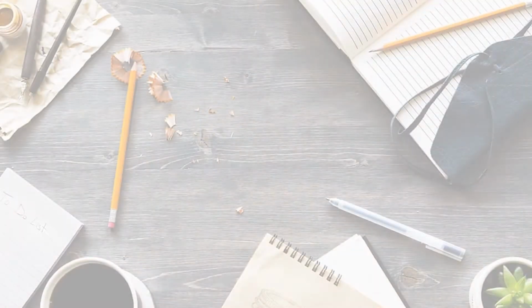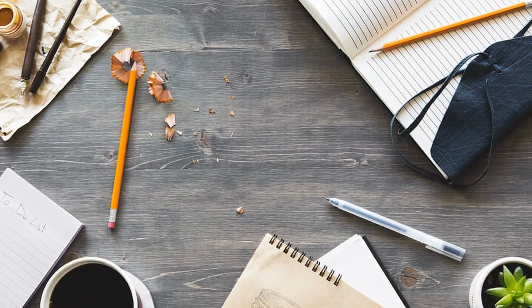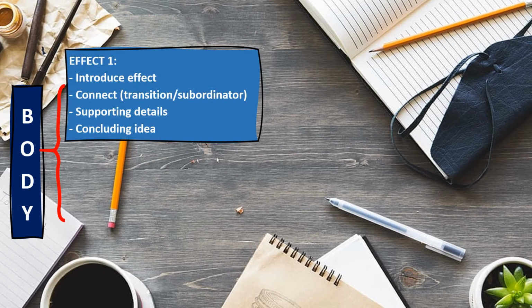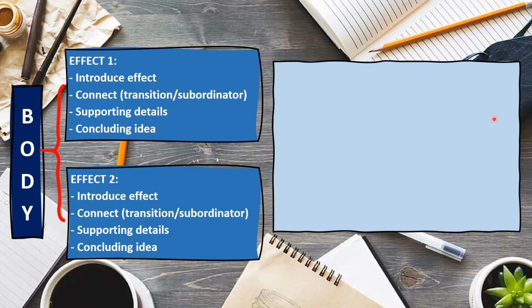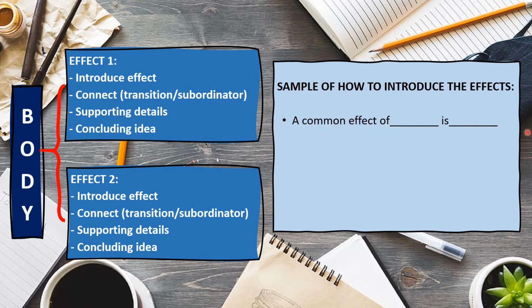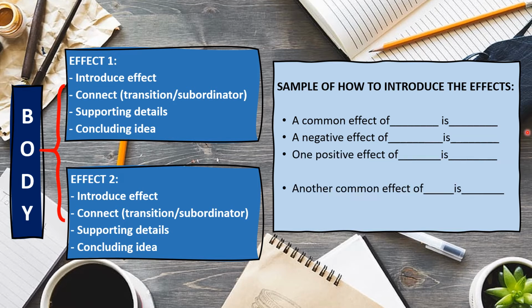Okay, let's move on to the body of the essay. Here we have our basic structure for both paragraphs. The first paragraph is going to deal with effect number 1, and the second paragraph is going to deal with effect number 2. This is the basic structure. So we have to start by introducing the effect. So in order to do that, I have put a sample here of how to introduce the effects, and you can use them as a guideline and as a template to introduce your paragraphs.